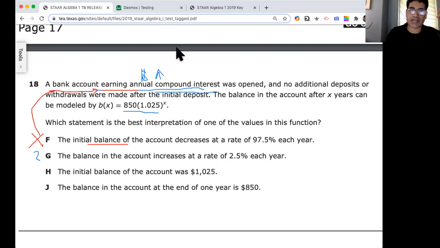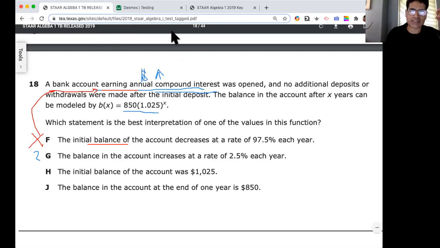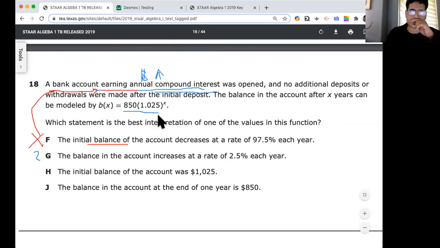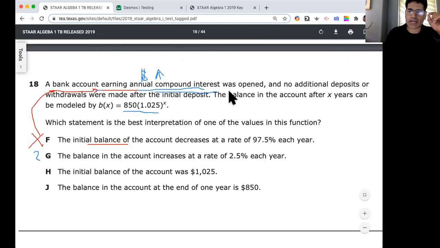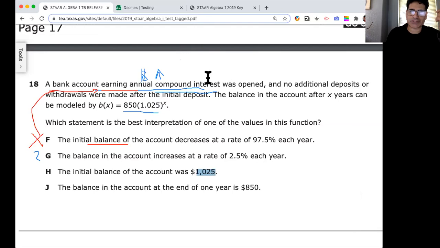The initial balance in the account was 1,025. Is that true? Is there anything that says that that is true? Okay. A bank account was opened. The balance in the account can be modeled, but it never says, okay, 1,025. That number and that number are not the same. This is 1%, and this is a figure that is $8,000 plus $25. So these are not the same numbers. And so there's nothing to say, any information here to tell us that we know what the initial amount is.